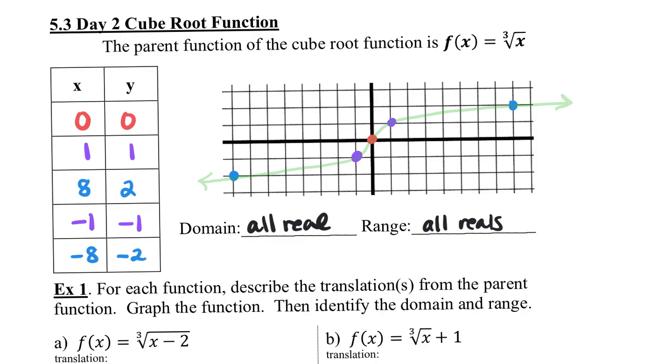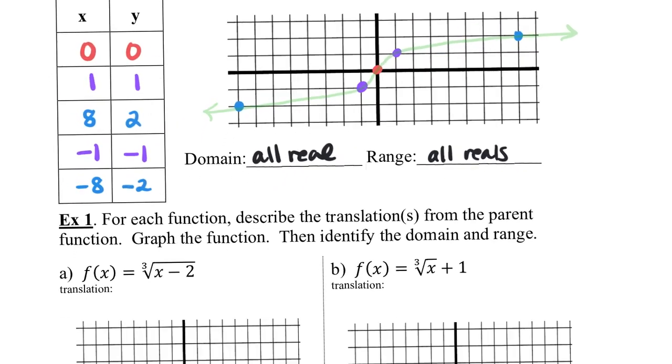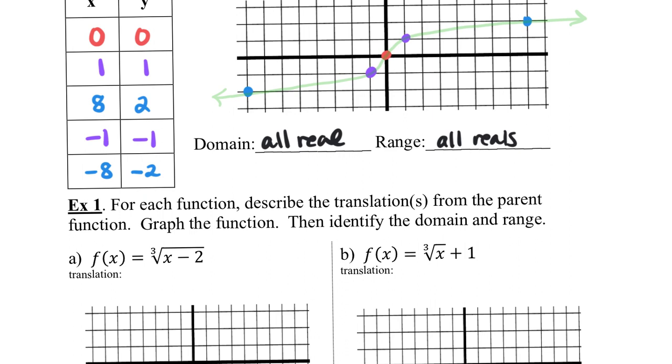Okay, now this is the shape of the parent function. We're going to translate them and then see if we can regraph them. So let's get the translation first, and then we'll look at the parent function again. Okay, so for this function, let's describe the translation from the parent function. Well, since the x minus 2 is in the radical, it's going to go right 2. Okay, so from the origin, it's going to go right 2. So let's go ahead and move it right 2.